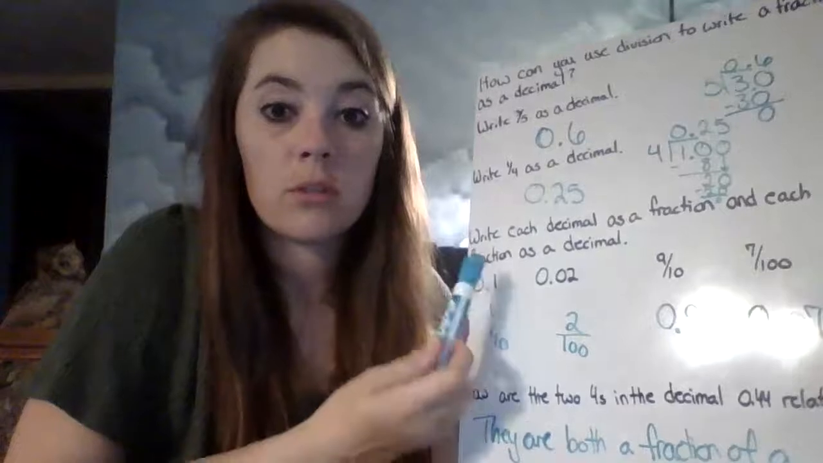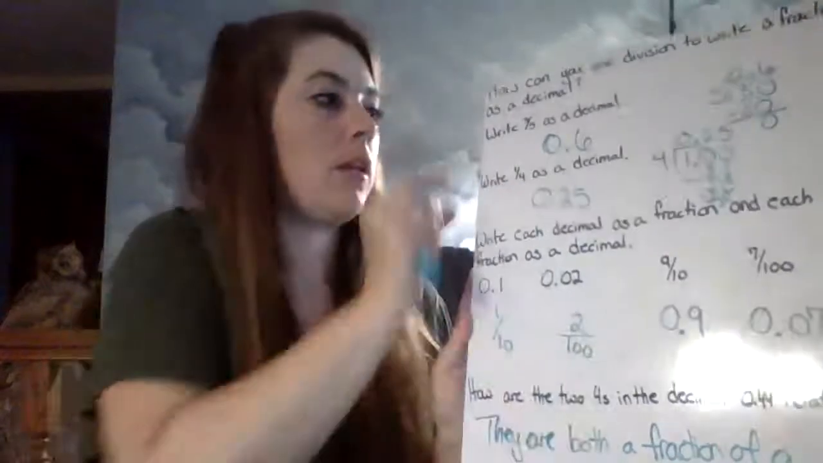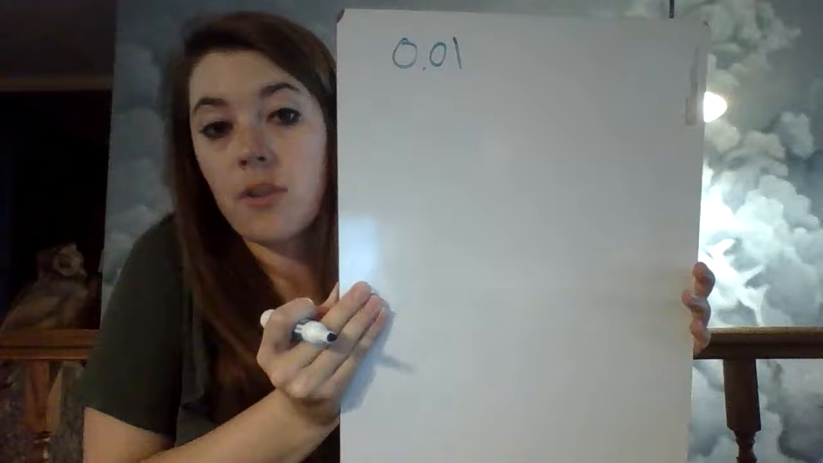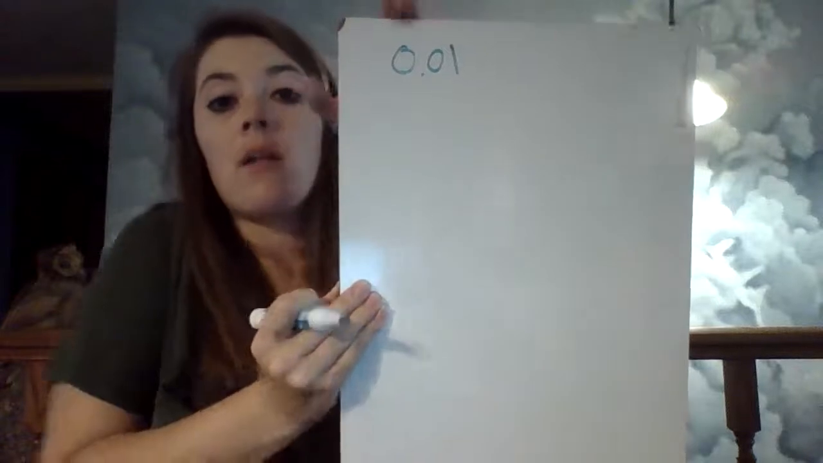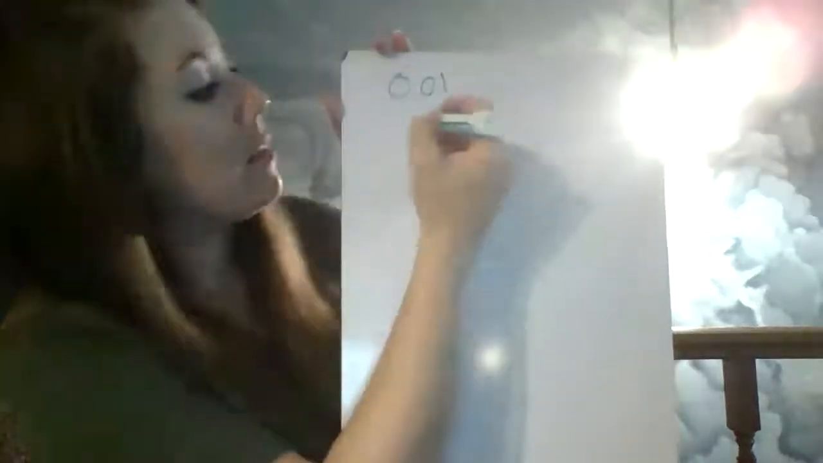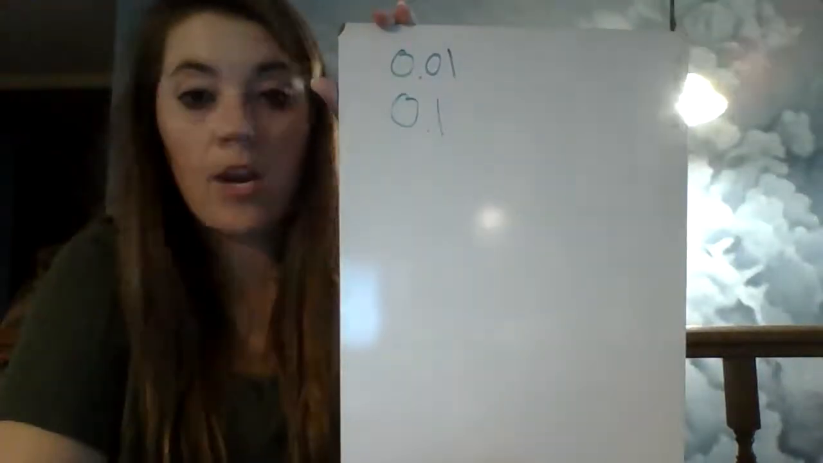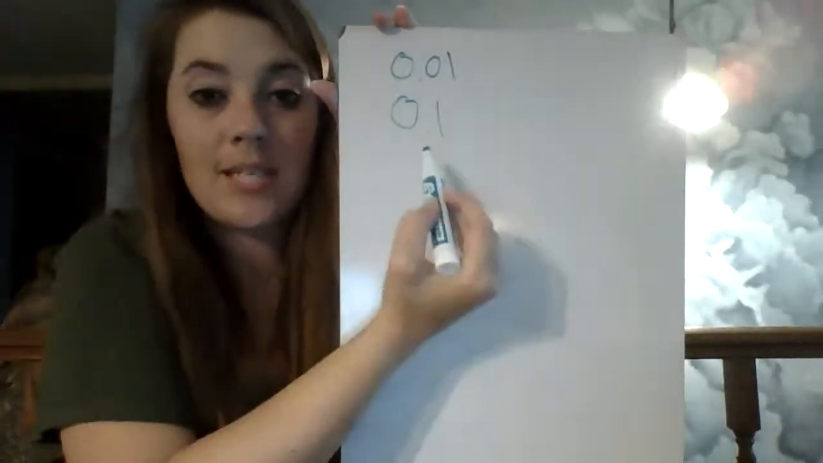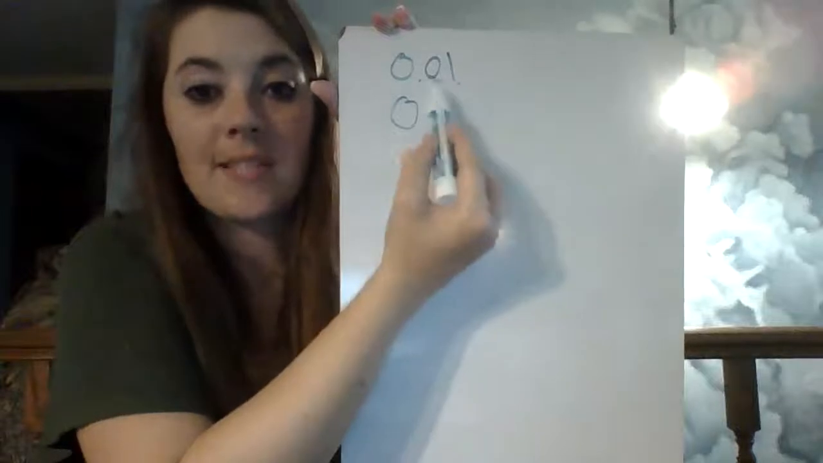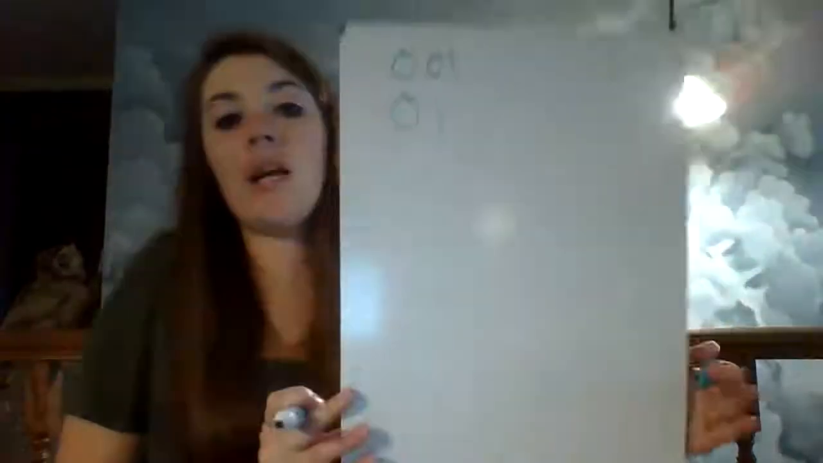That's not true. 1 out of 100 would look like this. So this and this are two very different things. They are not equal to one another. This is 1/10, this is 1/100. That 0 is a placeholder. It changes our place value. So really use that place value chart to help you as you do these.